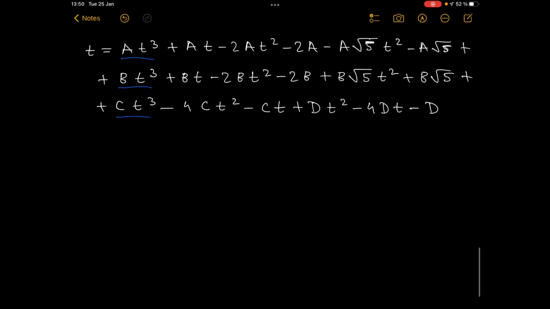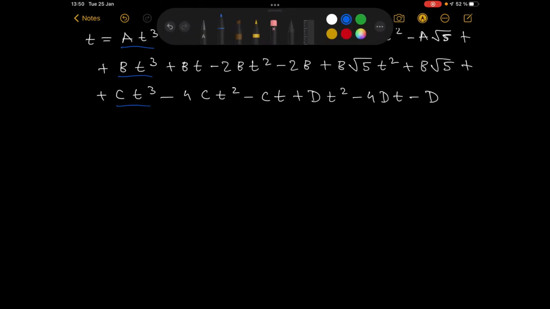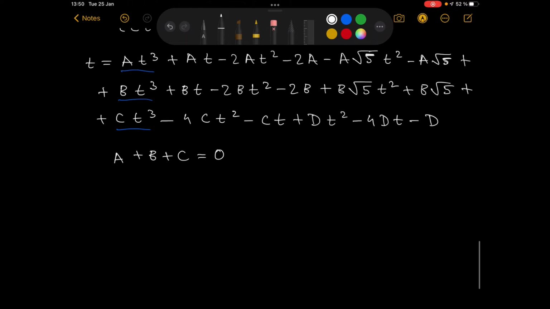So we don't have any more b's to the third. So from here we'll get our first equation. So a plus b plus c is equal to 0.